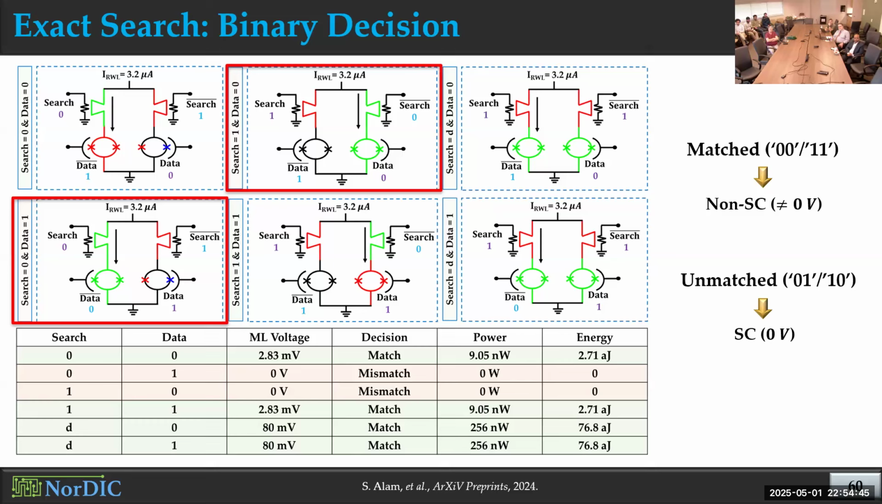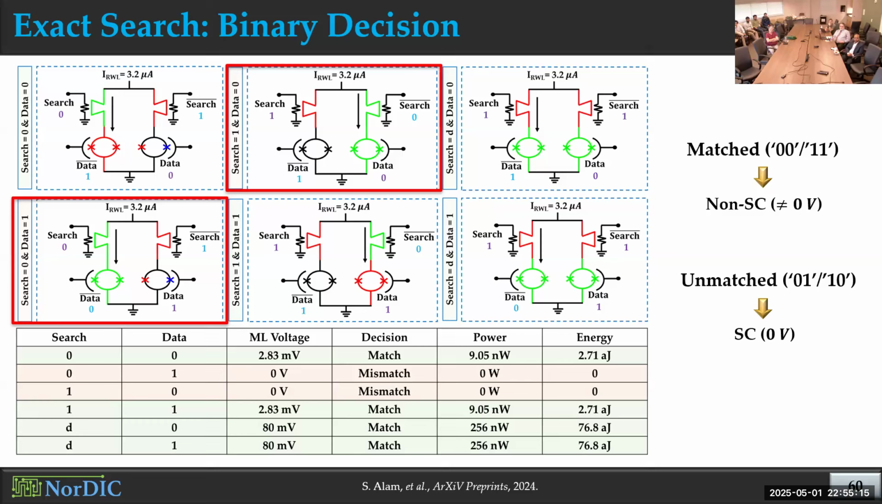If we look at the other conditions, where you have the same data and search bit, or you have don't care in the search bit, which are considered as the matching condition, you see that none of the parallel branches become completely superconducting, and we get some resistive component in each of the branches. Now, when we measure this read word line voltage, we will get some non-zero voltage, and that might be different. But the point is, for mismatching condition we get 0 voltage, and for any matching condition we get non-zero voltage, which is again the binary decision here.